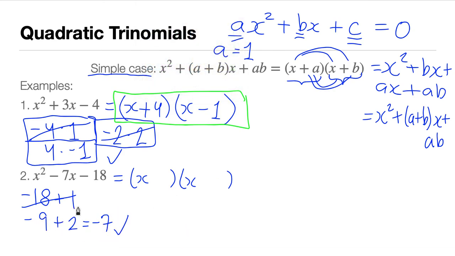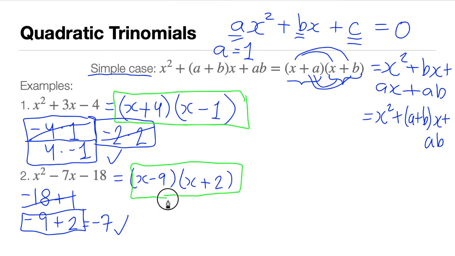So therefore, the two numbers that we needed in number 2 is x minus 9 times the quantity x plus 2. Okay, and that is our answer in the second number. Hopefully you got it. Let's have more examples here so that you can understand it more.